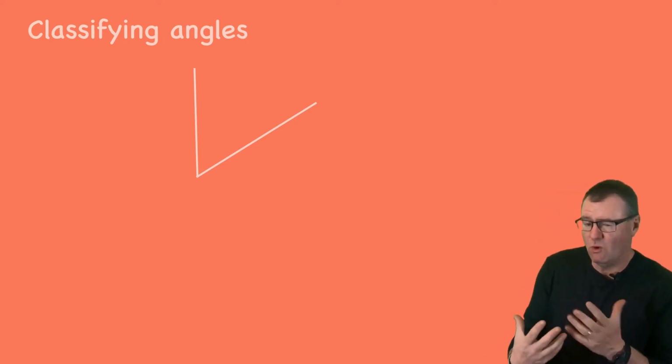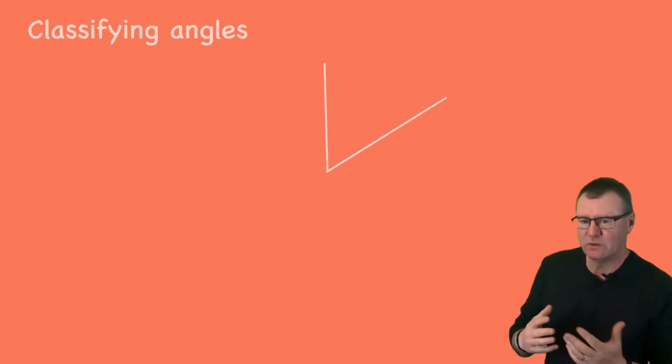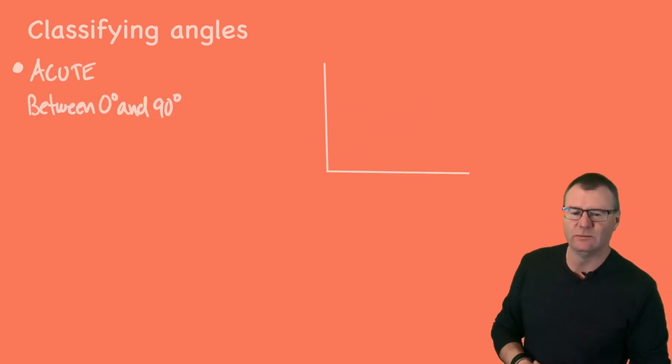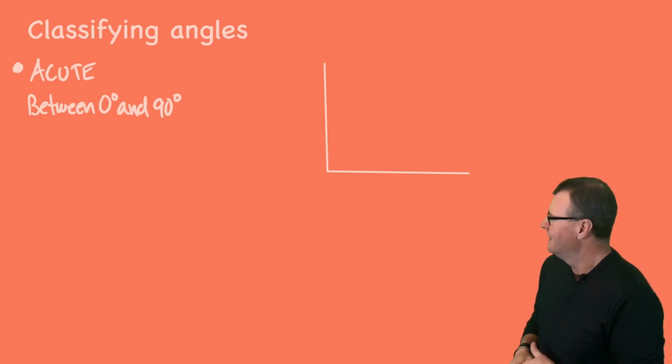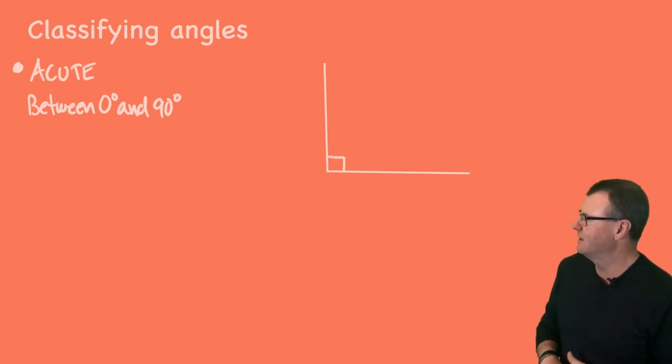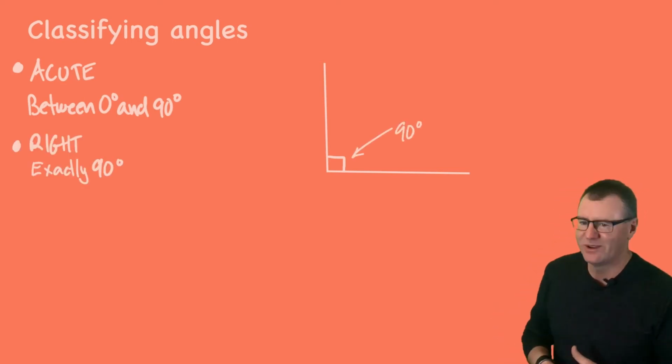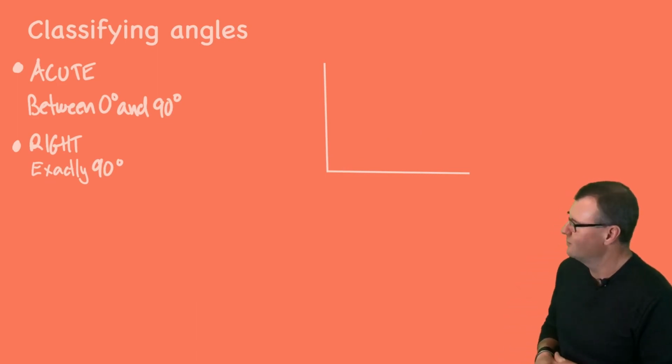So for small, tight kind of angles, something between 0 and 90 degrees, we call it acute. We say it's an acute angle. Once we hit exactly 90 degrees, we put this little extra box shape onto it to indicate that it's 90 degrees, and we call it a right angle. Okay, if it's at 90 degrees, it's called a right angle.